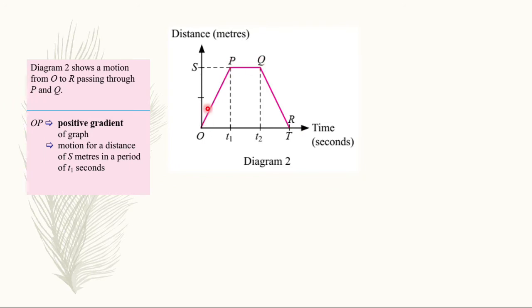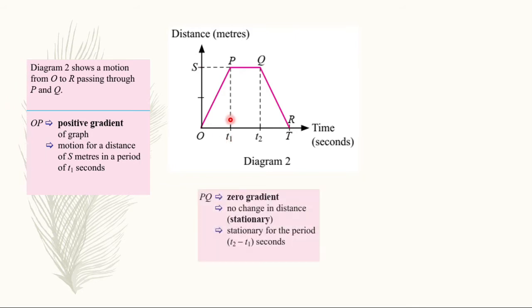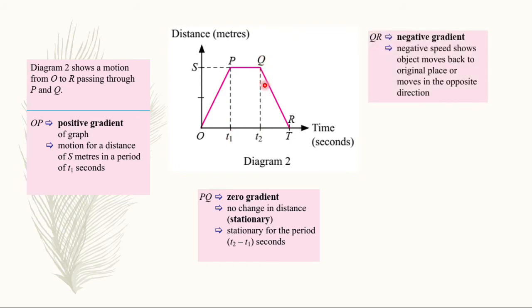O to P is a positive gradient, so it is a motion for a distance of s meter in a period of t1 second. Then if you look at the second line here, P to Q is zero gradient. There's no change in distance, which means it is stationary. And then it's stationary for a period of T2 minus T1 second. And then for the last one here, from Q to R, this is negative gradient.